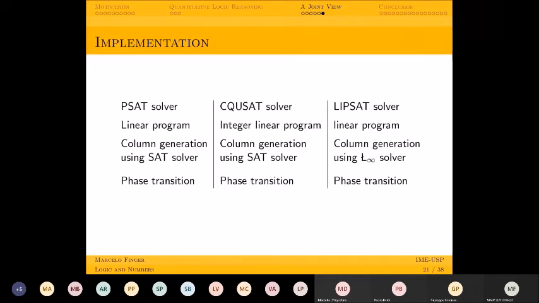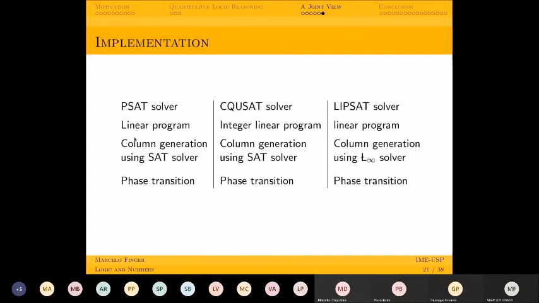So we have implemented that. We have a probabilistic SAT solver, a CQ SAT solver, and a lip SAT solver. They are all implemented and available on the internet. Here we use linear programming. Here we have integer linear programming. Here we have integer linear programming too. Integer linear programming is harder than linear programming. You all know that integer linear programming is NP complete, whereas linear programming is polynomial using the interior point method.